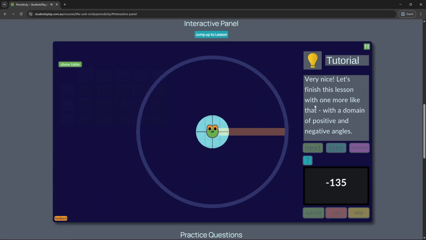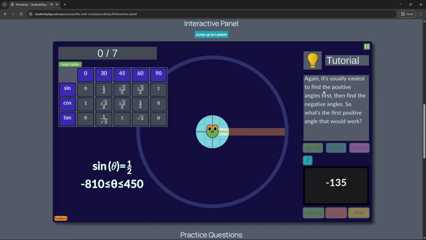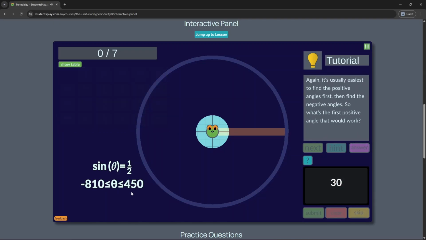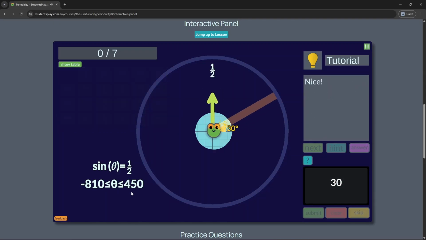Very nice. Let's finish this lesson with one more like that, with the domain of positive and negative angles. All right, 810 and 450. Usually it's easier to find the positive angles first, then find the negatives. So what's the first positive angle that would work? Sine theta to be a half, sine half would be 30, and it's just positive, and we're allowed positive angles, so that's just straight up 30. Nice, thank you.